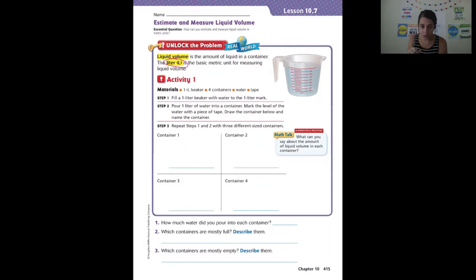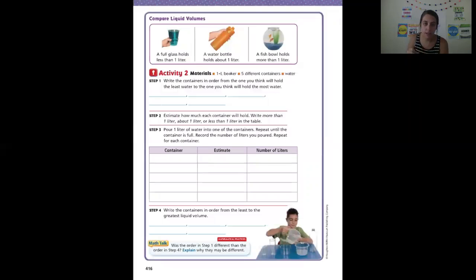What we are going to do is look at the next page. Now this is the most important part. Look at the part that I have put a little cloud around. It says, a full glass holds less than a liter. So when we think about a full glass of water, that's less than a liter. Now here we have a water bottle. A water bottle is about 1 liter. Right here, Miss Tally has her water bottle. This is about 1 liter. And then a fishbowl holds more than a liter. So it's more than what's in my water bottle, right? Because think about it, fish need room to swim.